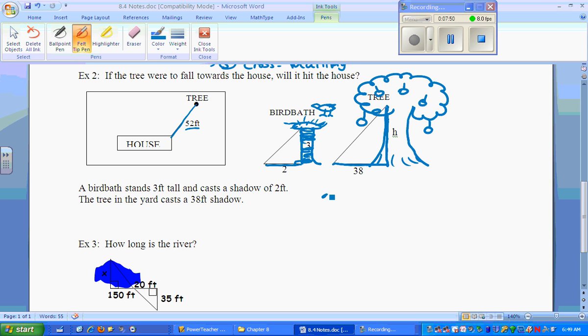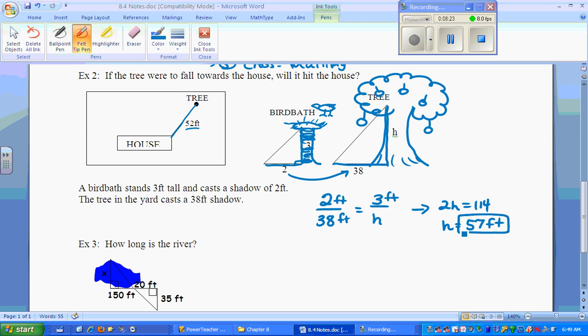We have the 2-foot shadow matches with the 38-foot shadow. Equals, back to this one, 3 over h. Okay, you do have to keep your units when you do it. So we got 2h is equal to 114. So we figured out that the height is 57 feet. That's what I'm talking about. Boom, for the tree. Will it hit the house?